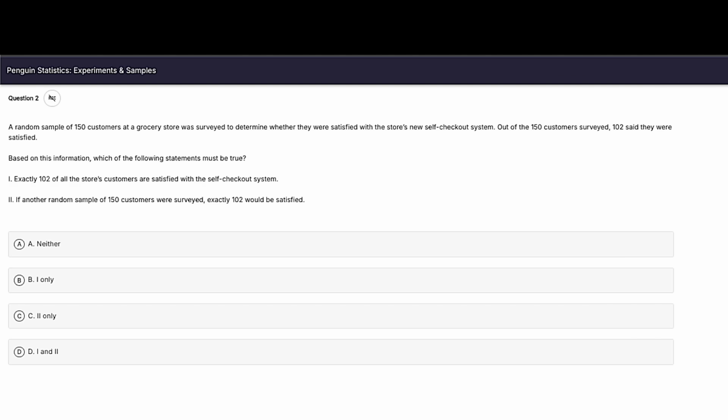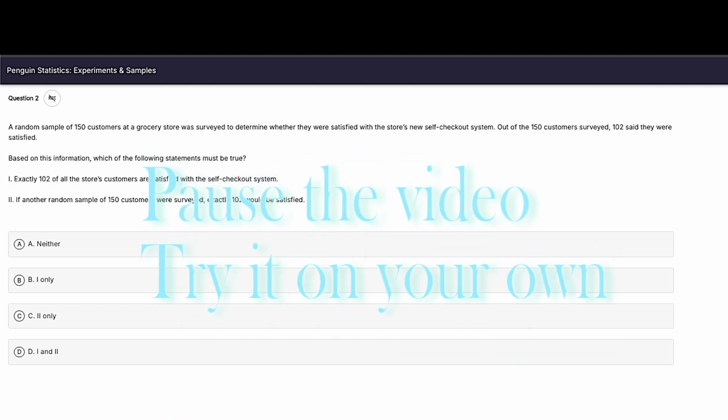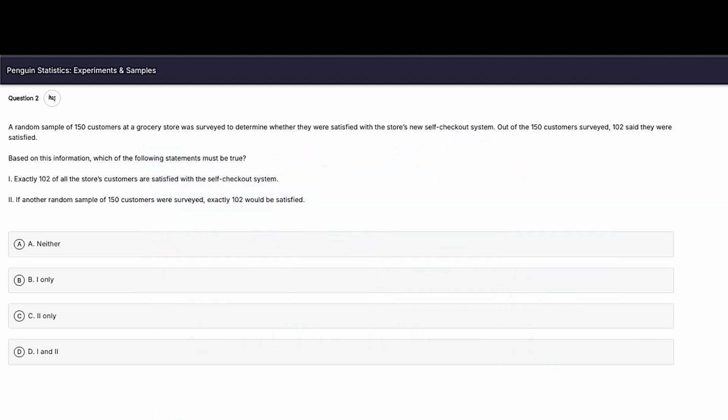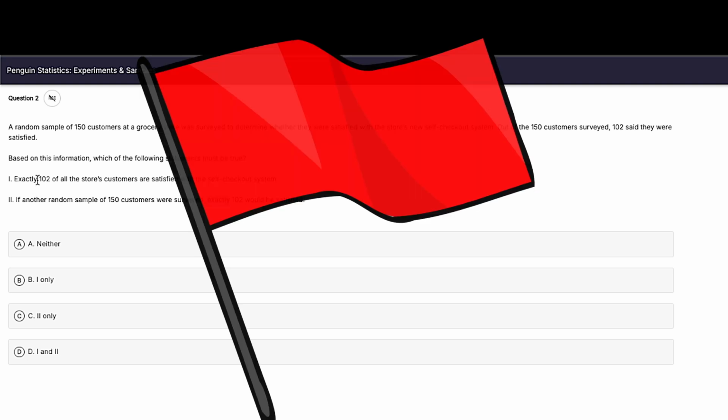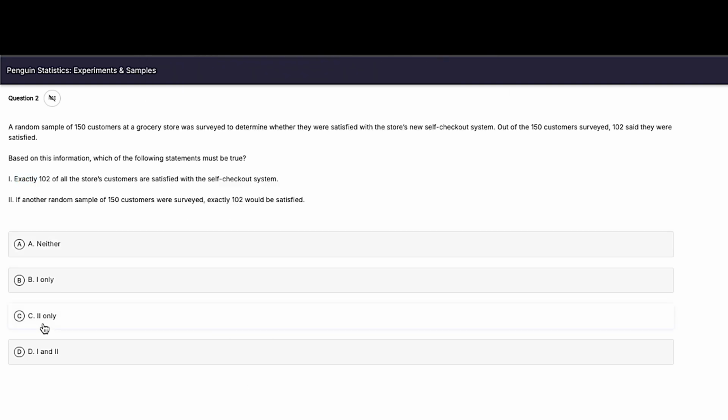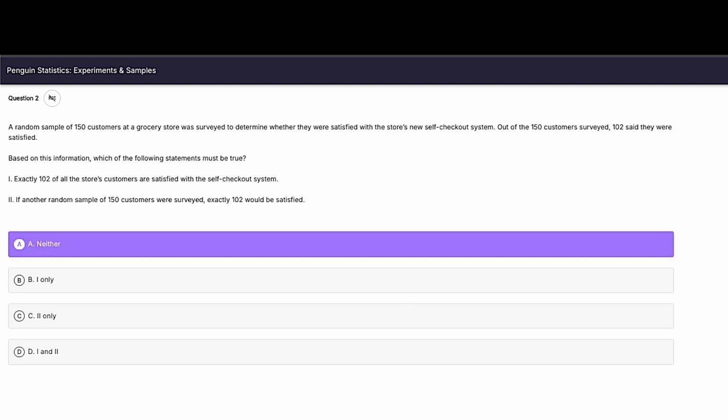All right, let's take a look at some questions that test these three concepts. And for these questions, same thing, do pause the video and try them on your own first. So this one is asking us which statement must be true based on our information. And both of the answers, before I even look at the question, we have an absolute statement, exactly 102. And then number two says, if another random sample, exactly 102 would be satisfied. So this is a big red flag that is absolute language. Neither of these are going to work. I don't even need to look at the actual question stem.